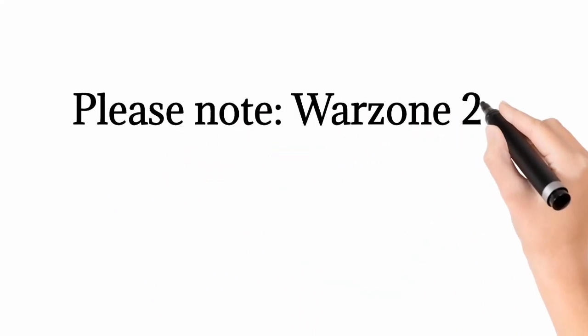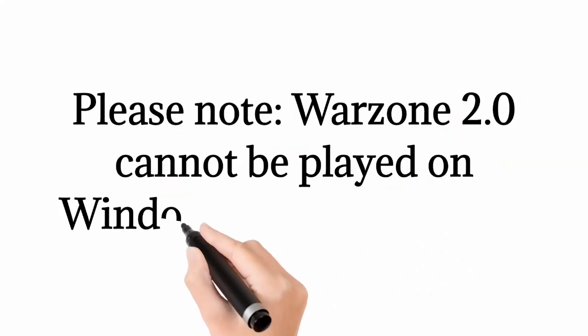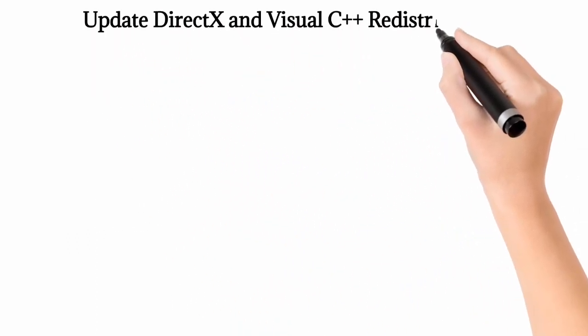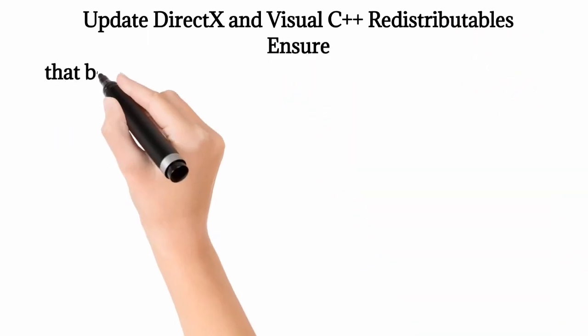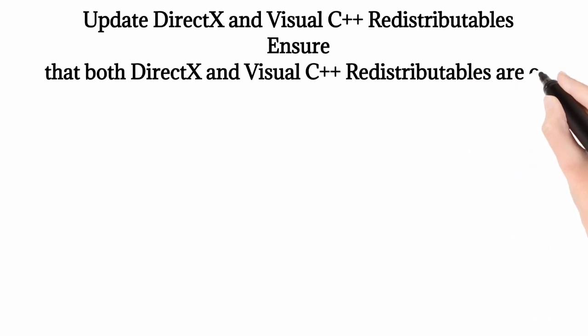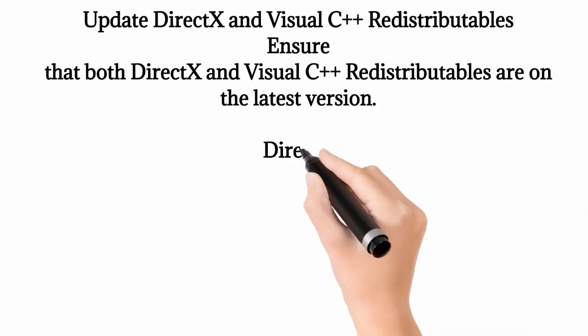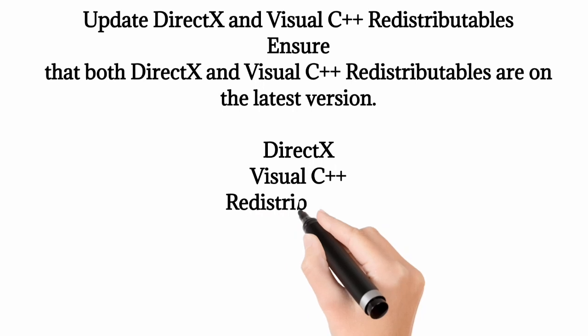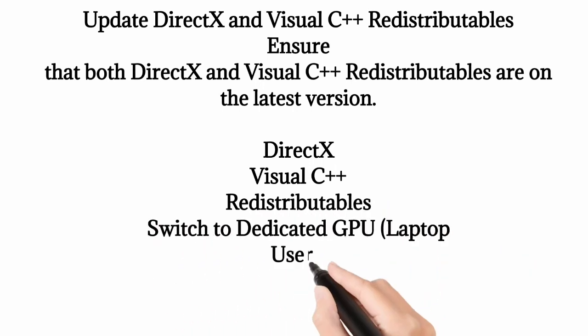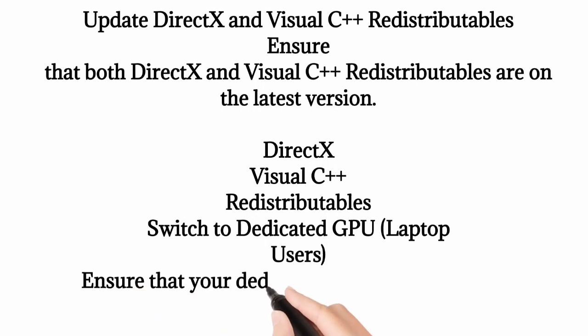Please note, Warzone 2.0 cannot be played on Windows 7 or Windows 8. Update DirectX and Visual C++ redistributables. Ensure that both DirectX and Visual C++ redistributables are on the latest version. Switch to dedicated GPU. Laptop users, ensure that your dedicated GPU is being utilized instead of the integrated one.